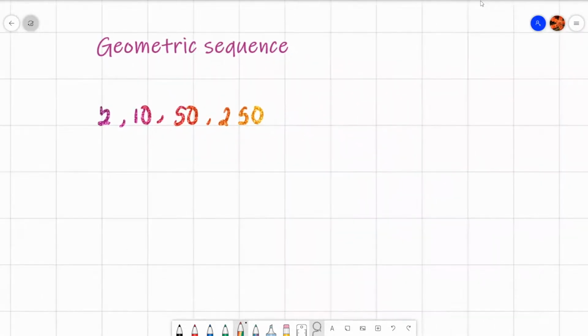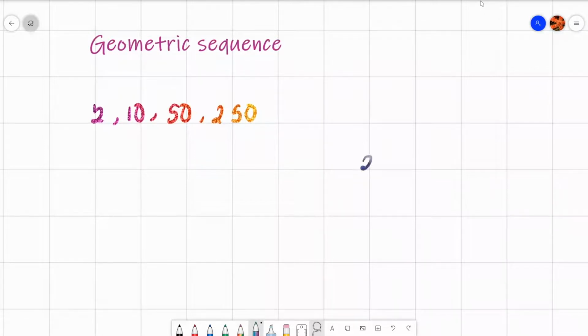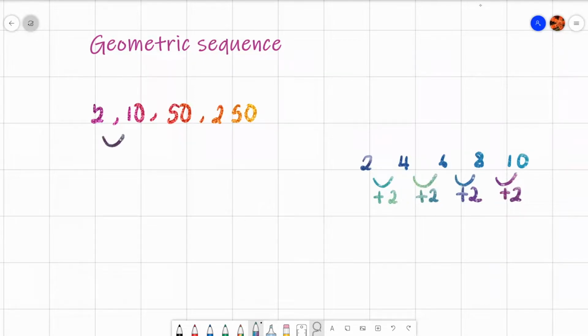So for example, if I just show you a sequence that is 2, 4, 6, 8 and 10, that is an arithmetic sequence because you are adding 2 each time to get to the next term. However, a geometric sequence is when you multiply to get from one term to the other term. So for example here, I am timesing by 5. 2 times 5 is 10. 10 times 5 is 50. And 50 times 5 is 250. That makes it a geometric sequence.